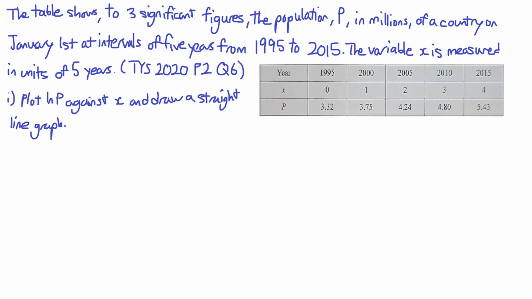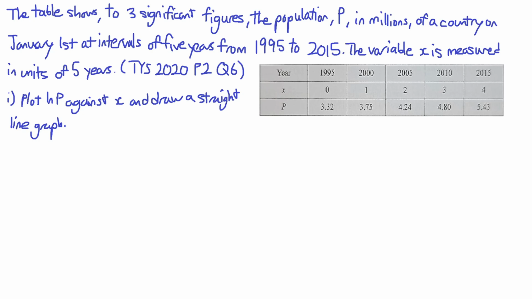Today, we'll be covering a question on linear law. This question is from the O-Levels 2020 Paper 2 Question 6. The table shows, to three significant figures, the population P, in millions, of a country on January 1st at intervals of 5 years, from 1995 to 2015. The variable x is measured in units of 5 years.